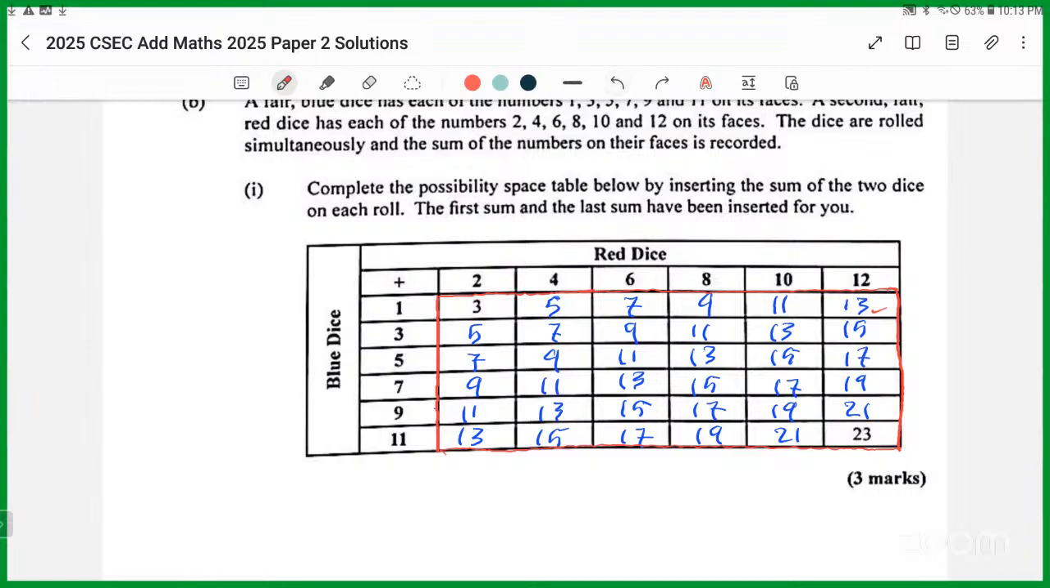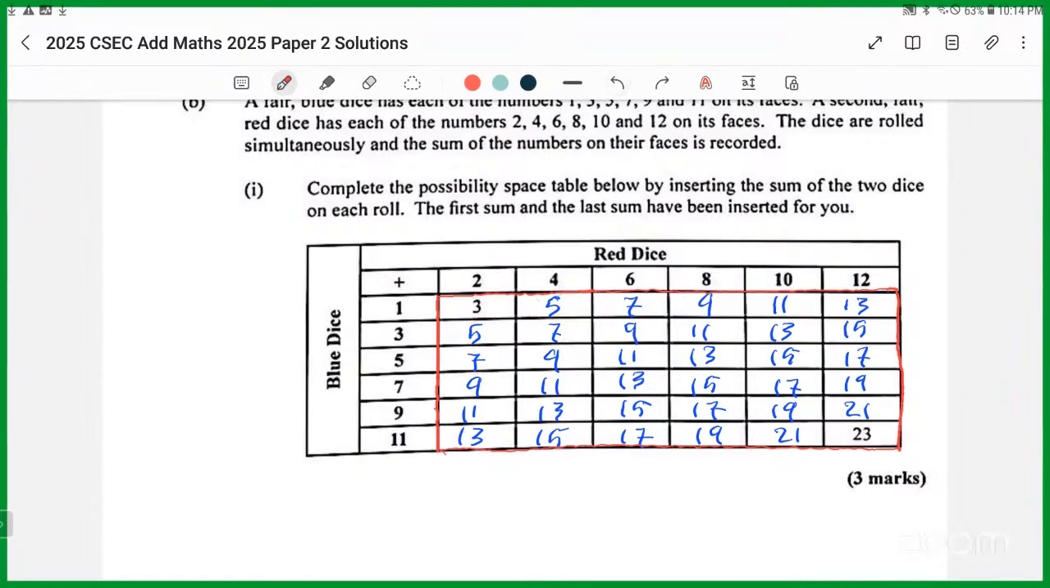So there are 36 possibilities in total. That's the sample space. Then I want the prime numbers. The first prime number is 3, then 5, and the 7s up here. But most of the numbers are not prime, so we can find the probability of the ones that are not prime and subtract that from 1. That's one way to do it.